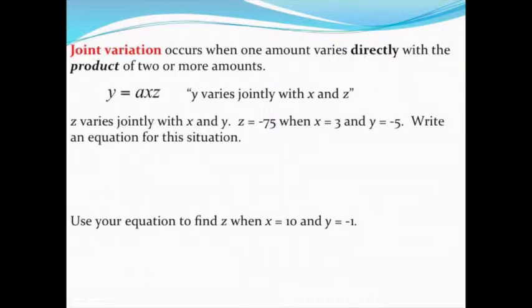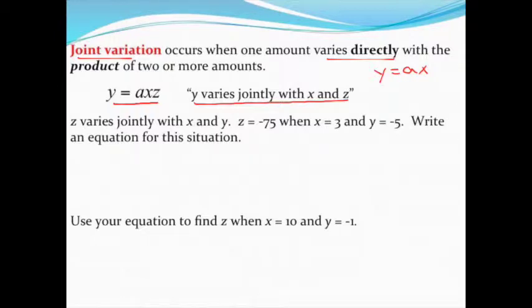When two things vary jointly, all that means is you have multiple things that are varying directly. So rather than just y equals a times x, which is our direct variation equation, we have multiple things. In this case, we have y varying jointly with x and z, which just means y equals a times x times z, and you can keep going for as many variables as you want to. Jointly just means each one's being multiplied.